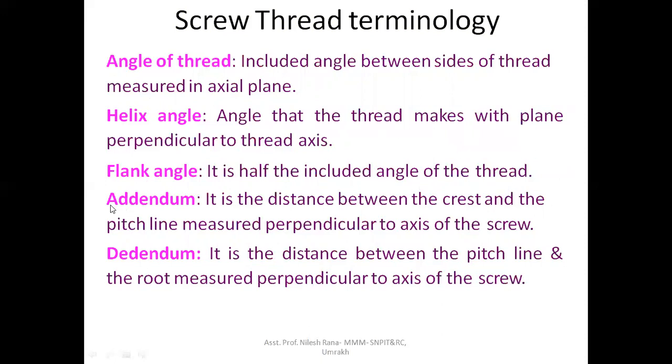Okay, and addendum, it is the distance between the crest and the pitch line measured perpendicular to axis of the screw. So it is the distance between the pitch line and the upper portion of the crest, that is called the addendum. Dedendum is the distance between the pitch line and the root measured perpendicular to axis of the screw. It means the distance between the pitch line and bottom portion of the screw thread up to the root. It is called the dedendum.